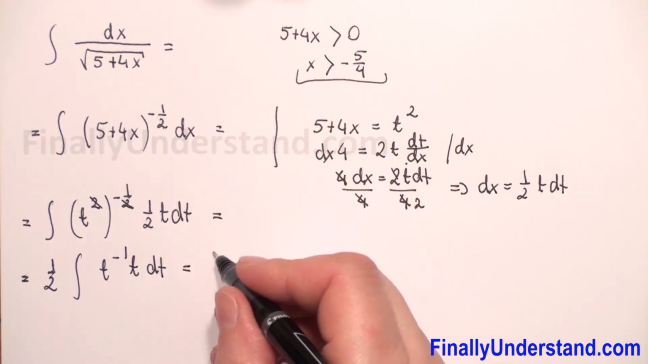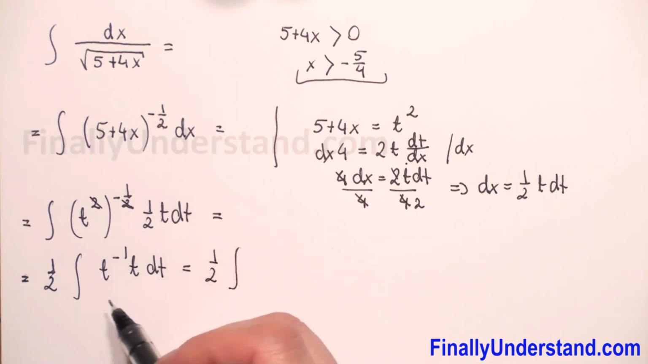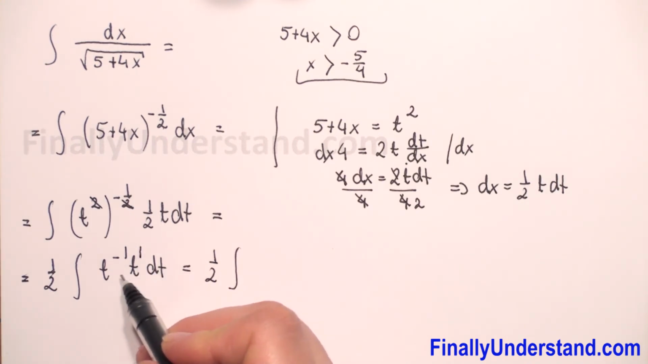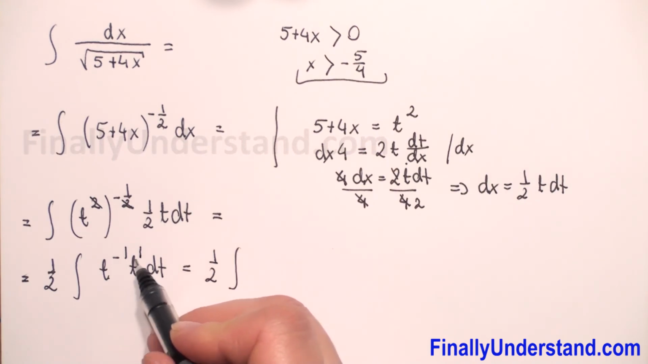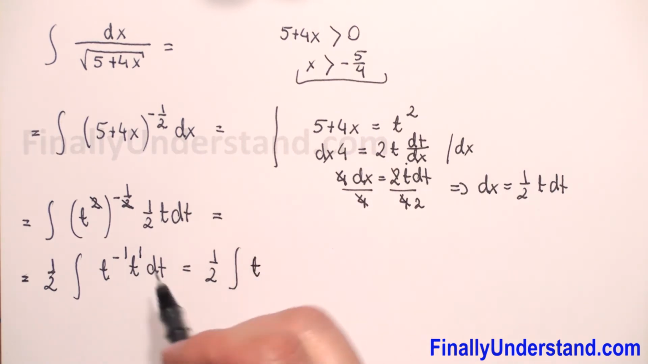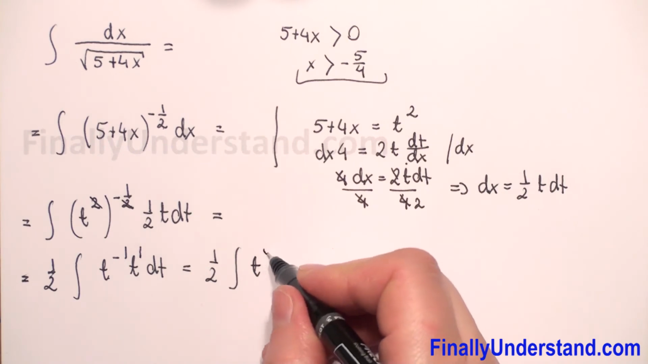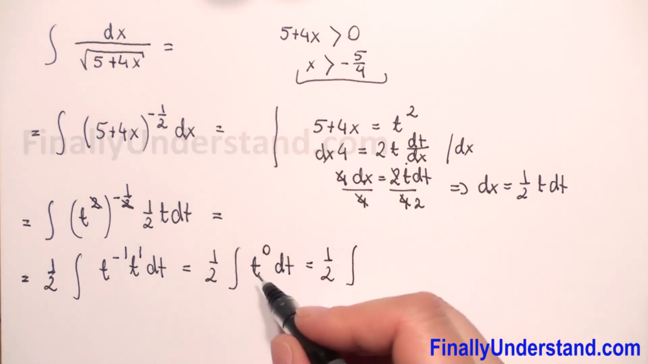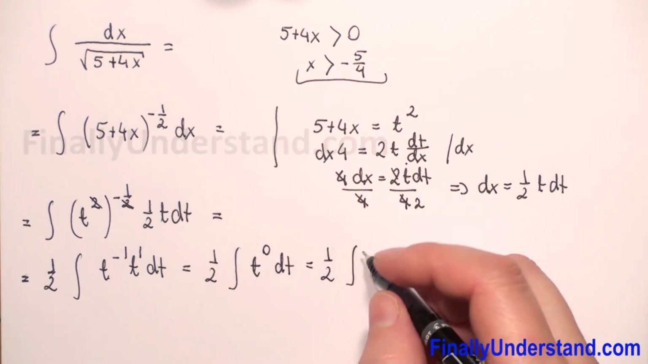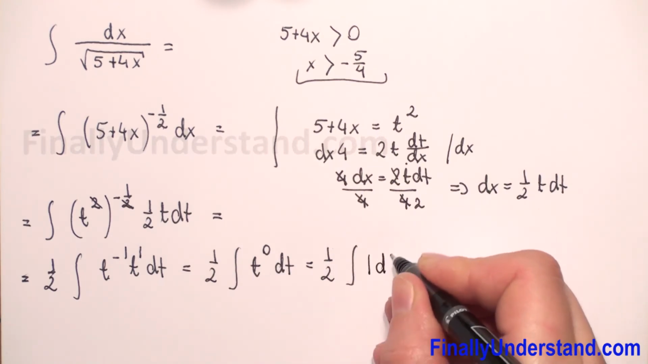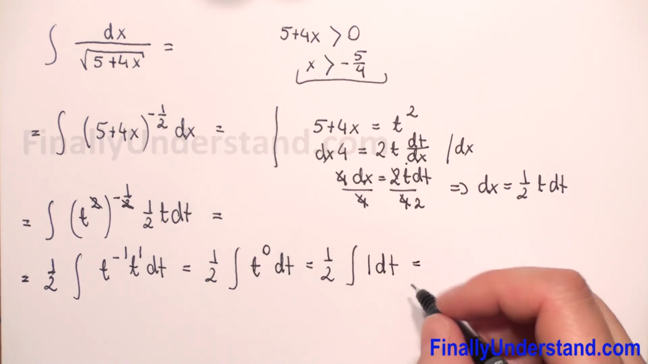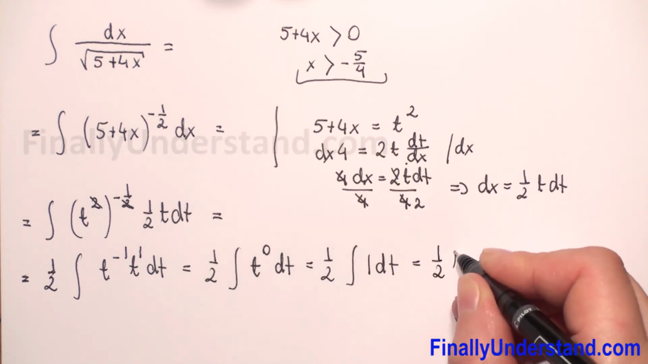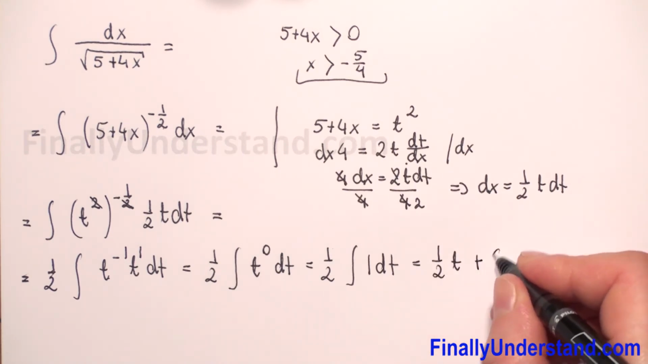So this is equal to 1/2 integral of, and when we don't have a power, it is always an invisible 1. When we have the same base, we add exponents. So we will have t to the power negative 1 plus 1, which is 0, dt. So this is equal to 1/2 integral of t to the 0 power, which is 1, dt. So the integral of 1 with respect to t is t. So we have 1/2 t plus constant c.